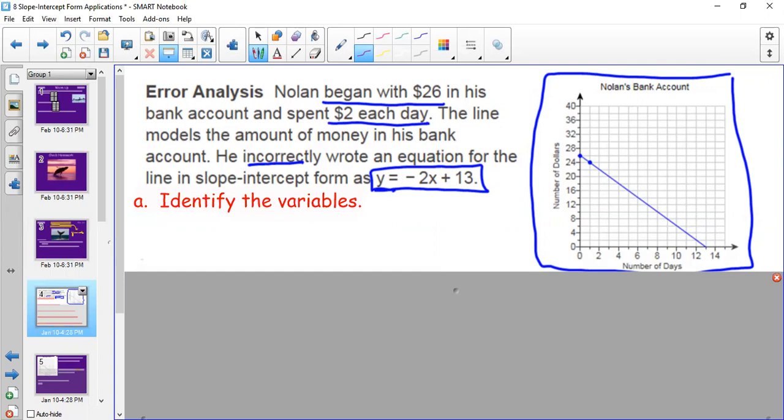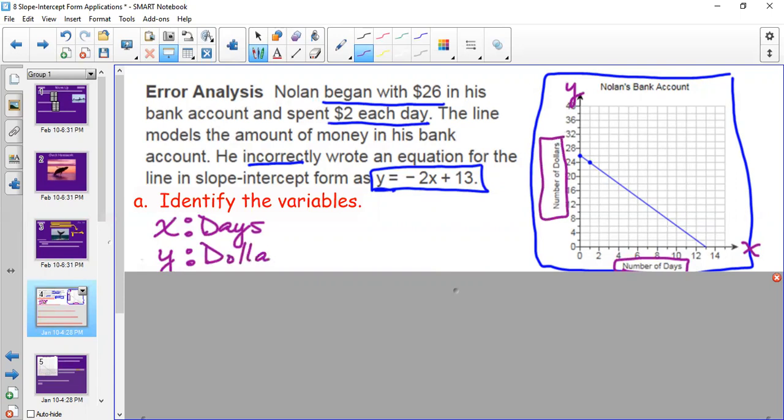Okay, so the first question is a super simple question, but so many people miss it because they don't understand what it's asking for. It says to identify the variables. And a lot of people don't even know what the variables are. If we're dealing with a coordinate plane, we are always dealing with an x-axis and a y-axis. So when it says to identify the variables, what is the x-axis and what is the y-axis? If you look at your x-axis, that is the number of days. I'm going to shorten it to just days. And then look at your y-axis, and that is number of dollars. Again, I'm going to shorten it to just dollars.